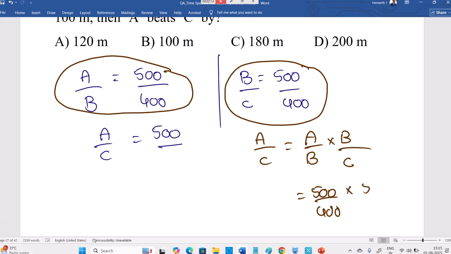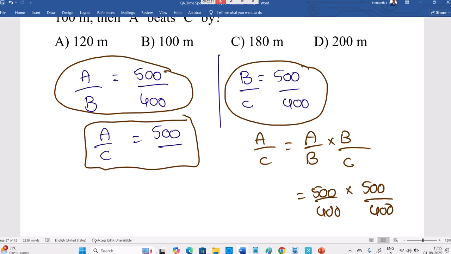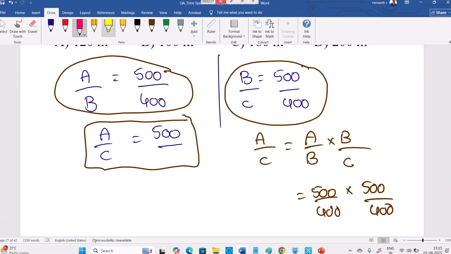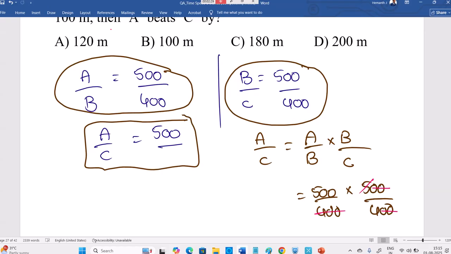By the time, B by C is 500 divided by 400. Don't disturb the 500 in the numerator, because I want to maintain it there. Keep that as it is. These two zeros cancel. What is the denominator now? Numerator 500, denominator 320. So A beats C by 180 meters.